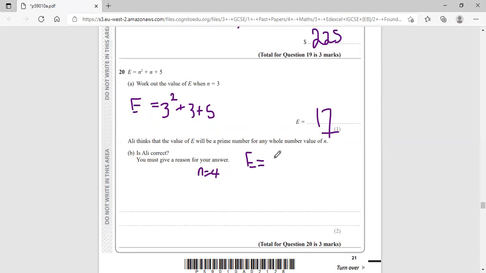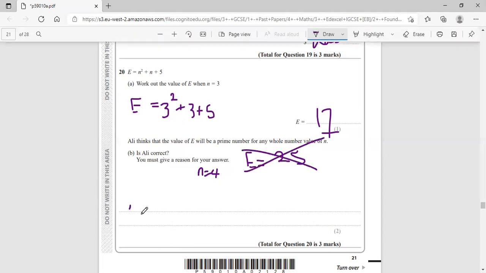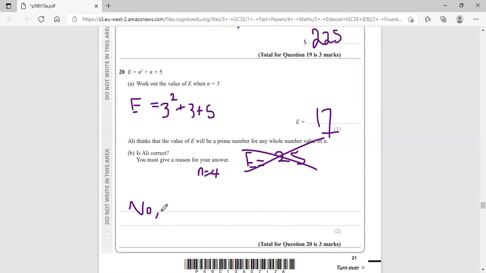Sorry, let me say that again. So we've got 4 squared, okay, which is 16, plus 4, not 3, which is 20, plus 5, which gives you 25. And 25 is not a prime number, so Ali is not correct. So no, and your reason would be Ali is not correct because when n is 4, E is 25, which is not a prime number, and that would get you the 2 marks.